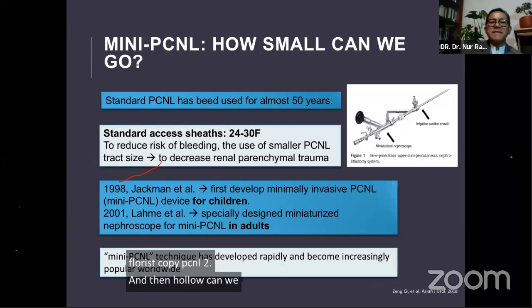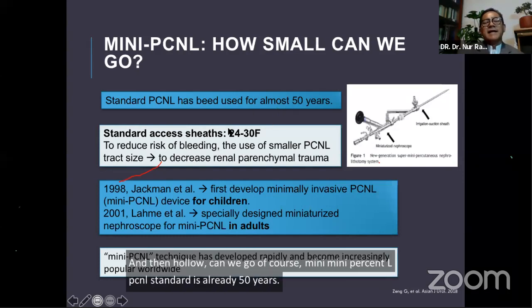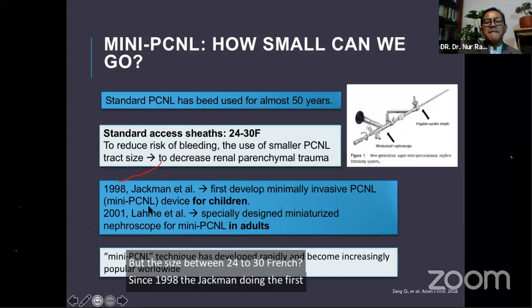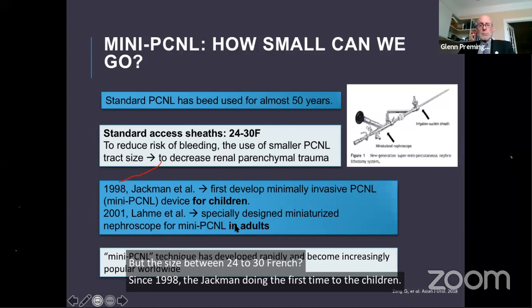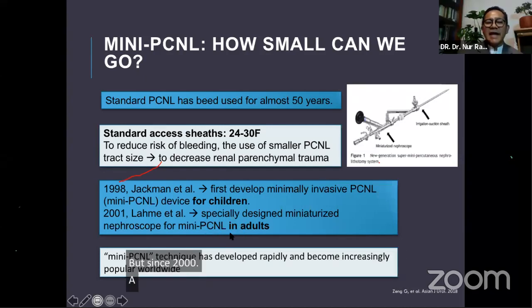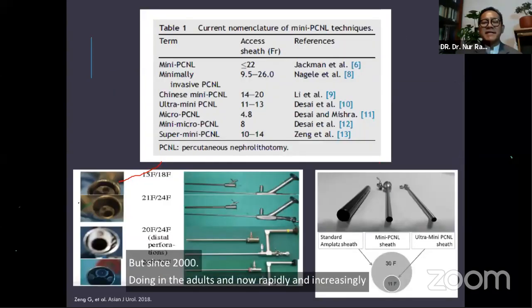Of course, standard PCNL is already 50 years old, with a size between 24 to 30 French. Since 1998, Jackman did it for the first time in children. But since 2000, Lahme did it in adults, and now it is rapidly and increasingly popular in adult cases.